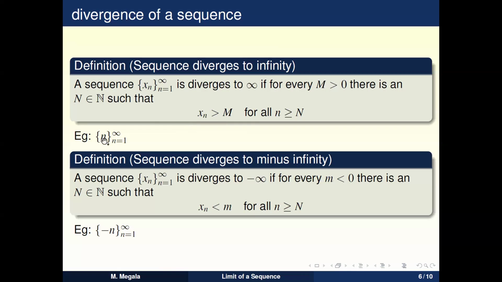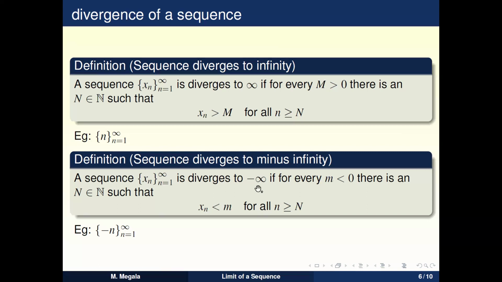The example is the sequence n, n equal to 1 to infinity. In a similar way, the sequence diverges to minus infinity if for every negative m, there is an n such that x_n is less than m for all n greater than or equal to that n. Here also, however small an m you take, however small a real number you take, my x_n's are still lesser than that, except for finitely many points. So they are very close to minus infinity.